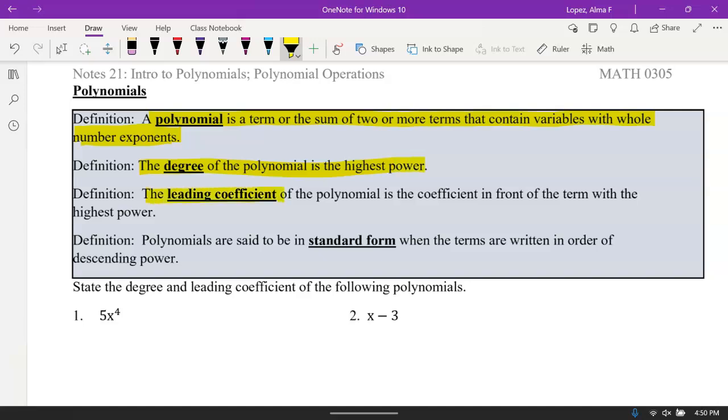The leading coefficient of a polynomial is the coefficient in front of the term with the highest power. I'm going to show you on these next four examples, so it'll be a little easier to see. And finally, polynomials are said to be in standard form when the terms are written in order of descending power. That means largest exponent down to the constant if there is one.